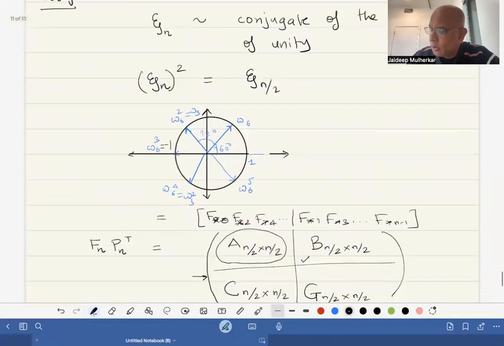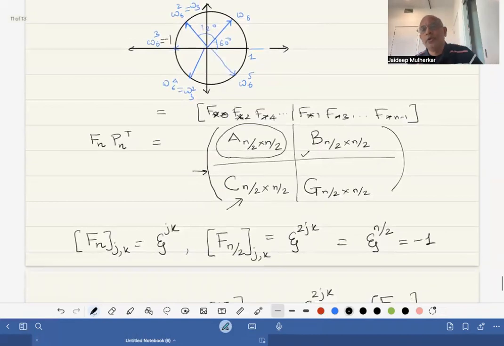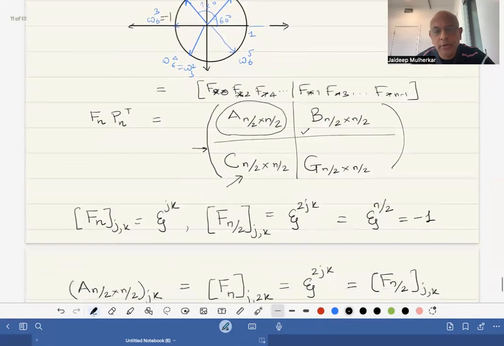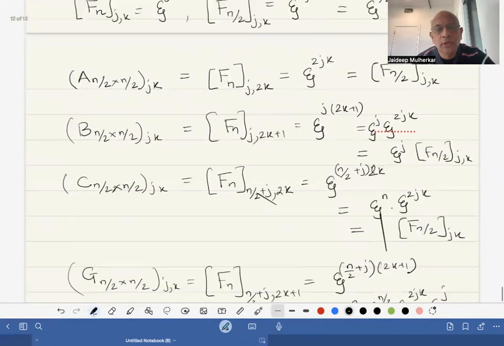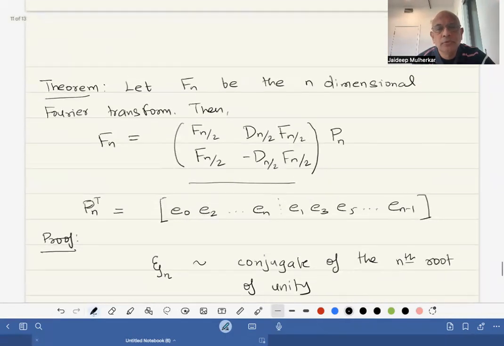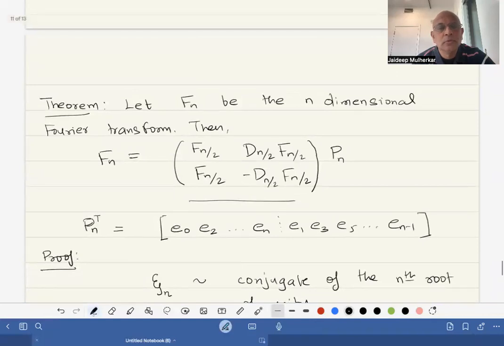So that's it. We have proved that an n-dimensional Fourier matrix can be decomposed as n over 2-dimensional Fourier submatrices, and there is also a small diagonal matrix that comes along. Okay, so this is what we have proved. All right, thank you.